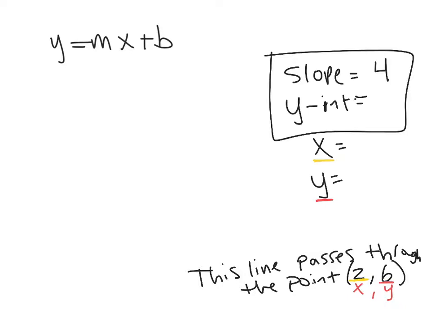X equals 2. And I could say that y equals 6. Now, we don't care about the x and the y when we actually write our equation. But if we know that the x and the y stand for any coordinate pair that makes this line true or that falls on this line, well, then we could use those.